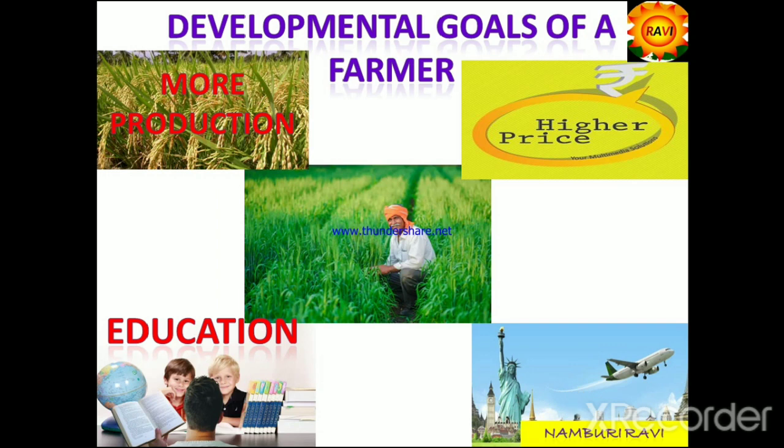And the fourth developmental goal of a farmer, after providing a good education to his children, is that he wants to see his children settle abroad, which means in the rest of the world. So these are the four basic developmental goals of a farmer.